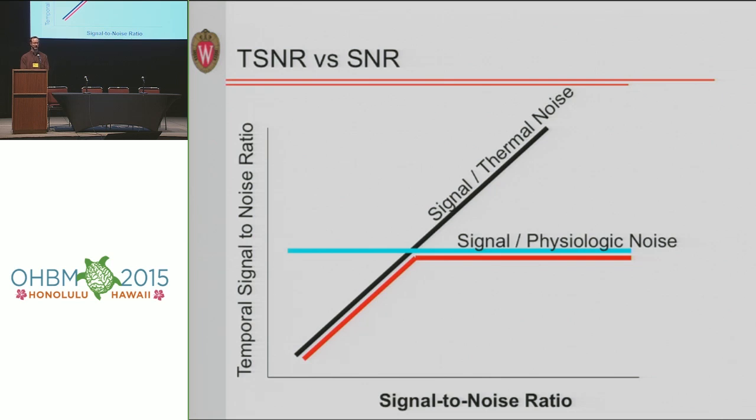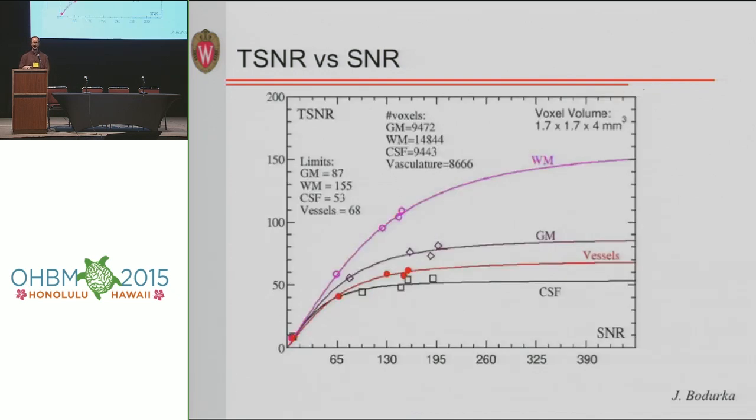And so there are regimes where you may be dominated by physiological noise, and certain regimes where you're dominated more by thermal noise. So here's an example taken from actual data, where the data were collected at multiple different flip angles. At lower flip angles, you have less signal, and it starts to push you to the left on these curves, and you start becoming more thermal noise dominated. You can also notice that the higher curve is showing the signal averaged over white matter, and then lower down you see average signal in gray matter, vessels, and CSF. White matter shows the lowest fluctuation because it has the least physiological noise in it.